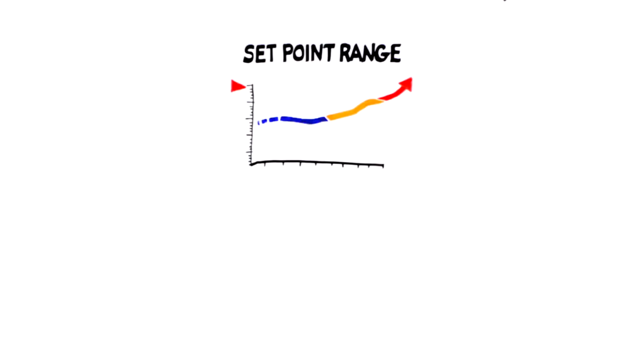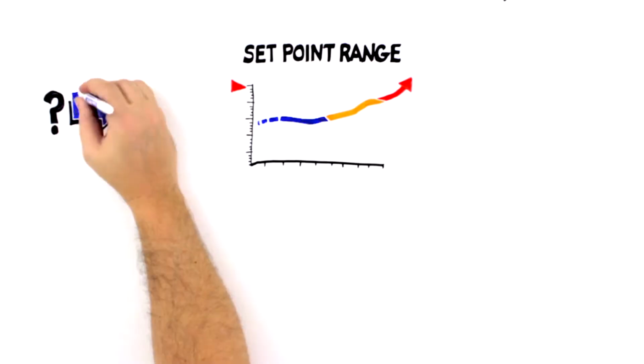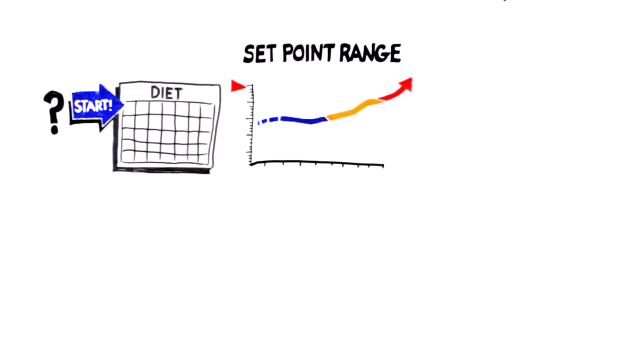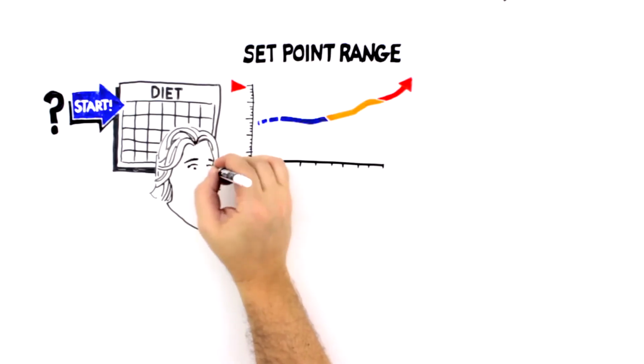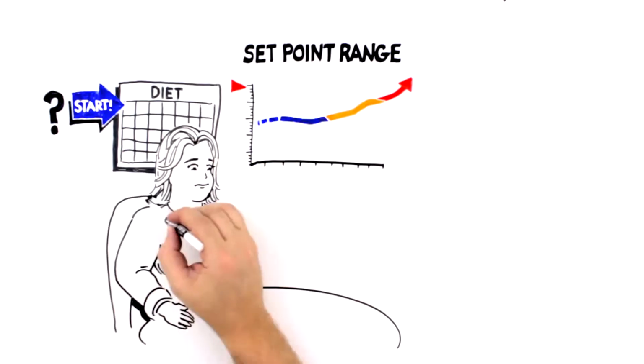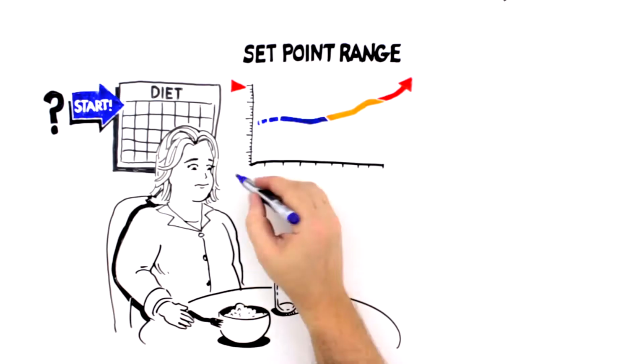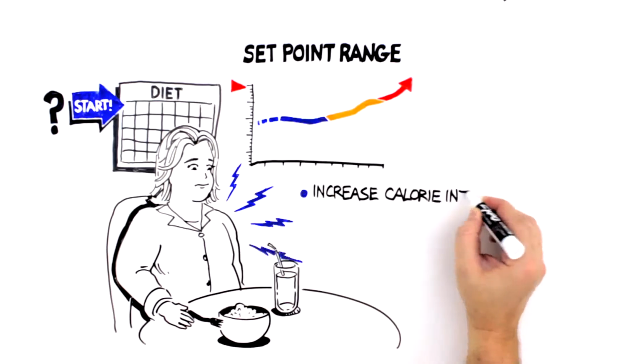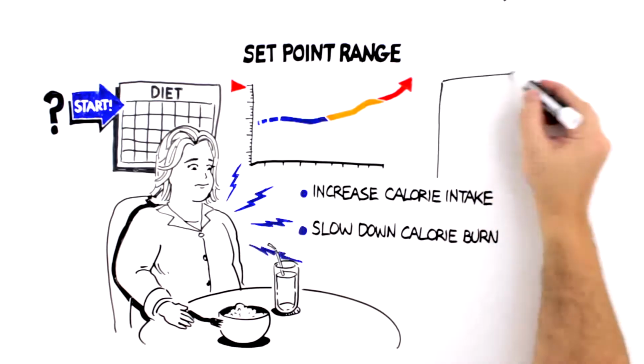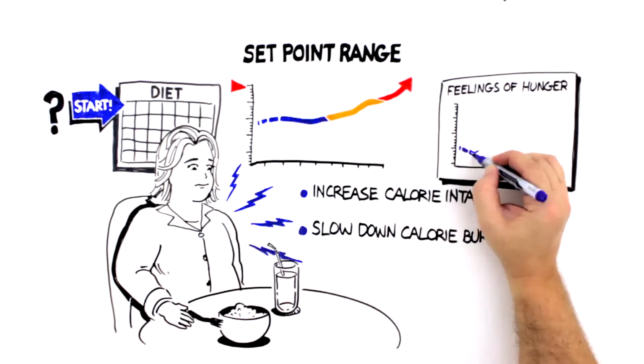Once your set point has been elevated, your body works to defend it vigorously. What happens when Amanda starts a diet? She might be able to lose some weight temporarily, but hormone signals from her body change in response to weight loss and tell her brain to increase calorie intake and slow down calorie burn to restore the body fat she's lost.